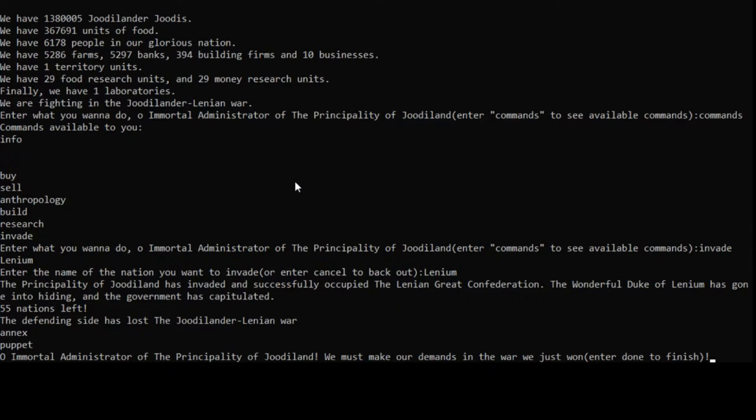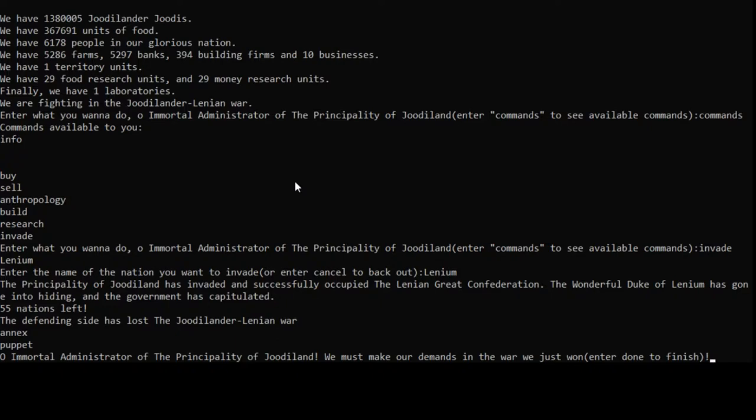Now, we must make our demands. We can either annex them, and they'll just become part of our country. All of their buildings will go to us. You know, all of their food, all of their research, if they have any. All of their territories, so we'll have 2 territory units, because I'm guessing they didn't conquer anybody else before us, but also people of their culture, and that might be problematic. But I actually don't mind.